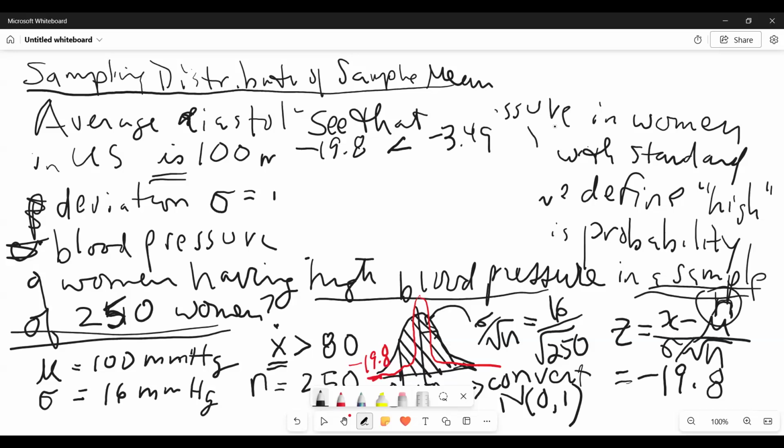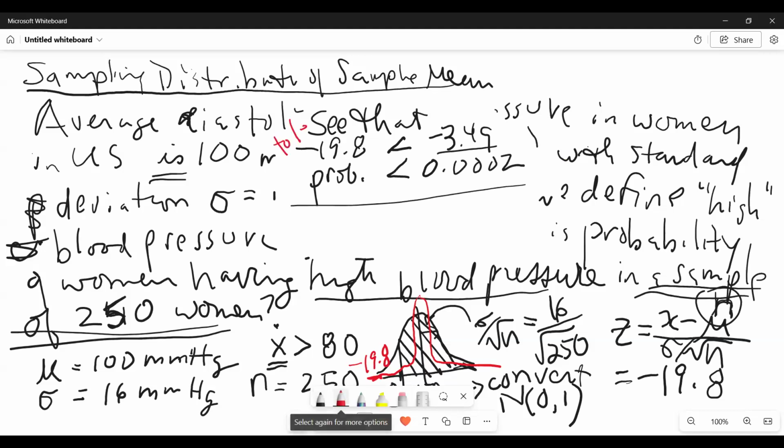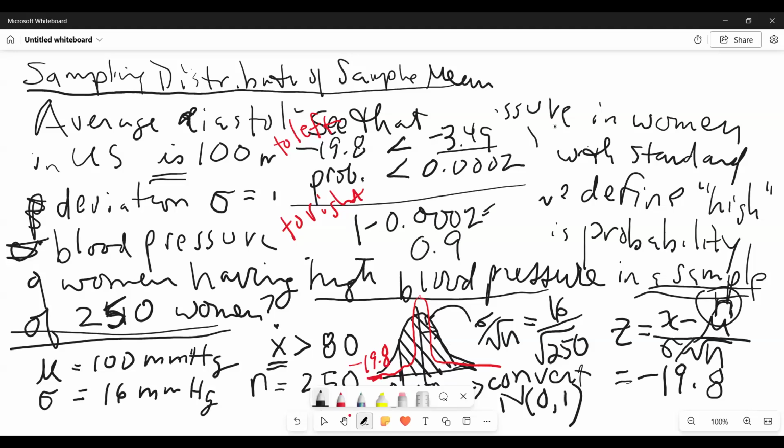So that means our probability is less than the smallest one on the table, 0.0002. Now that's the area to the left. We want the area to the right. So we have to do 1 minus 0.0002, and that's 0.9998.